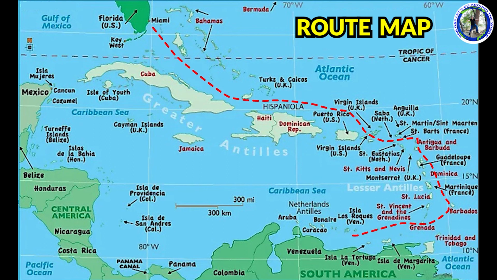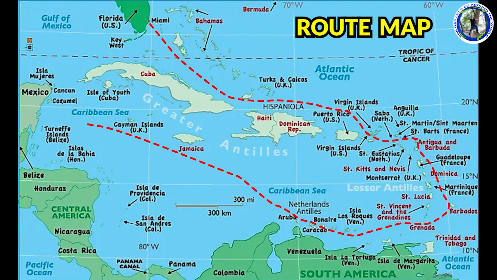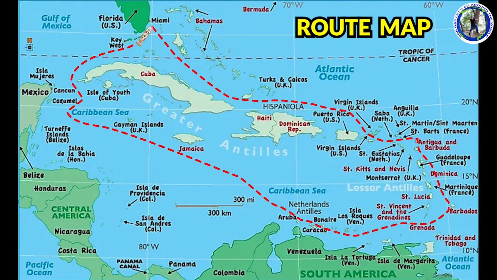Next to Willemstad, city of Curaçao. After seeing Curaçao, we reached Oranjestad of Aruba Islands. Finally, after seeing Aruba Islands, we sailed back to Miami, staying 2 nights on sea.